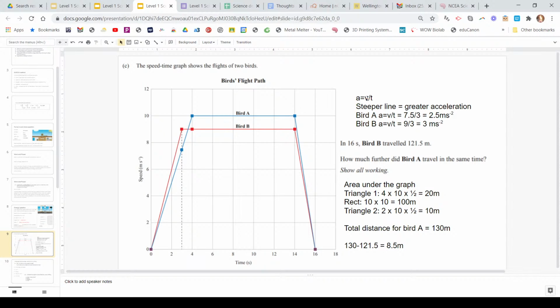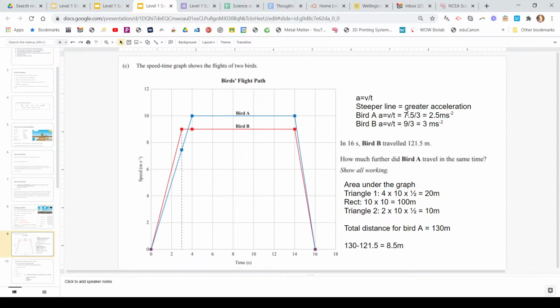Acceleration equals change in speed over time. So for bird A, if we were to look at this section here, we've got the blue line as bird A. We've gone from 0 to 10 meters per second, and that's happened over a time of 4 seconds. So in this section of the graph, it's 10 divided by 4, and that would give us 2.5 meters per second squared for its acceleration.